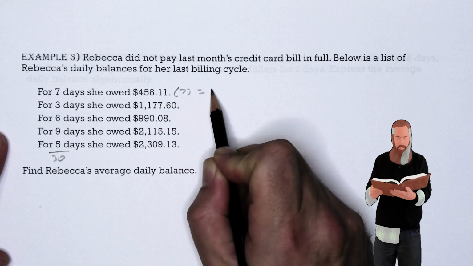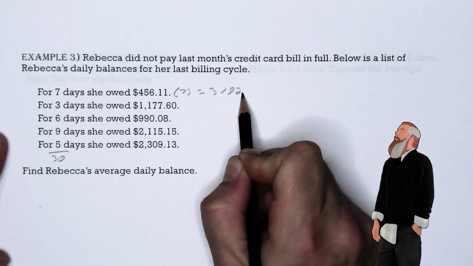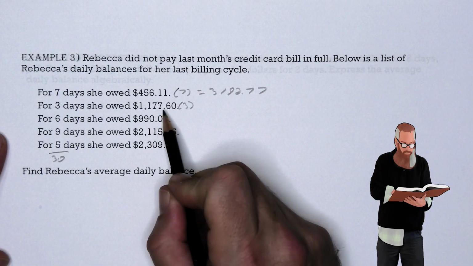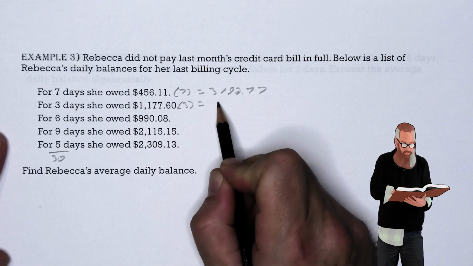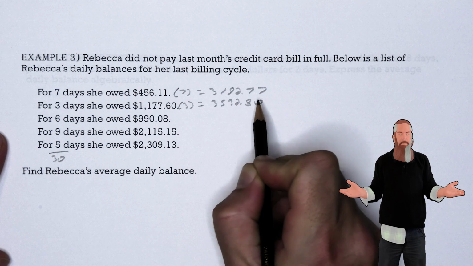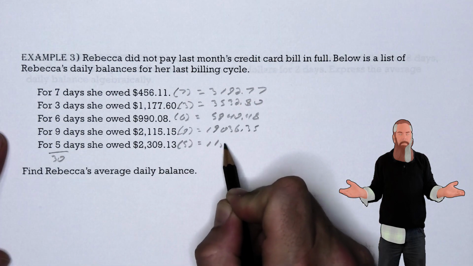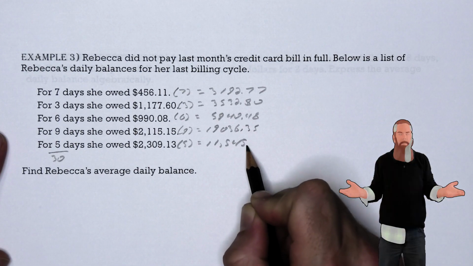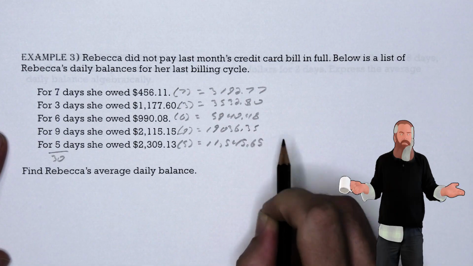$456.11, then we get $3,192.77. 3 days owing $1,177.60 gives us $3,532.80. We do this for every single one of the entries where we multiply the balance that was owed by the number of days it was owed.